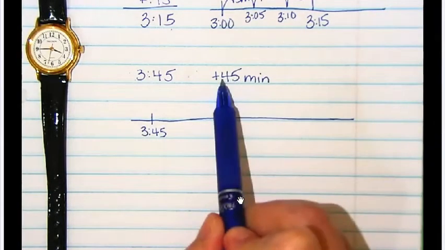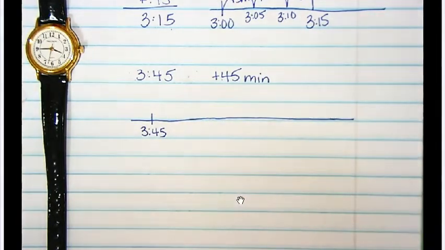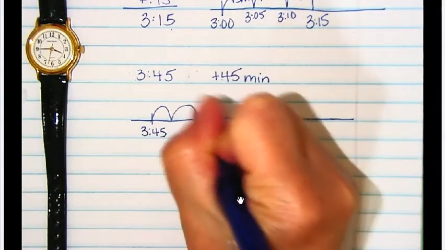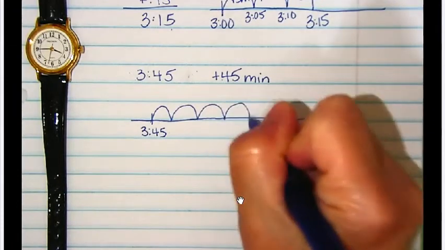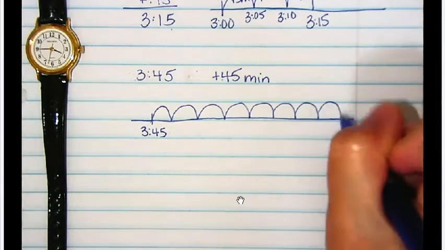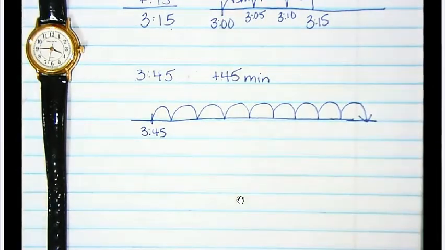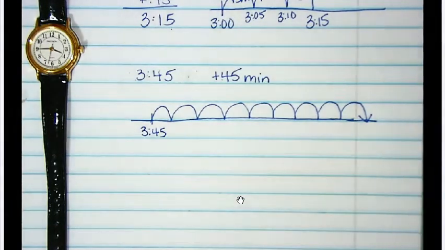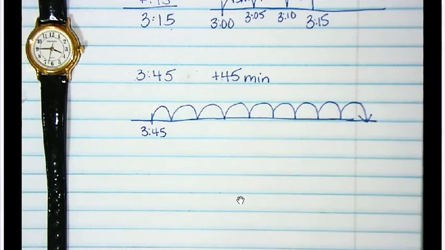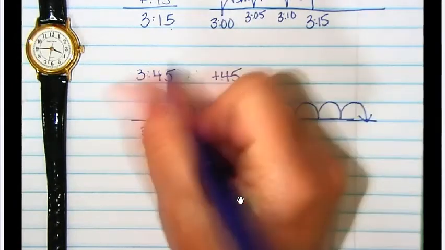We're going to jump 45 minutes. I'm again going to break it into 5-minute intervals or increments. So 5, 10, 15, 20, 25, 30, 35, 40, 45. And I'm going to put my arrow on. Now, I forgot to put the arrow on in the earlier one. It's kind of important to put the arrow on, at least for that last one, so we know which direction we're going, if someone else is looking at it.